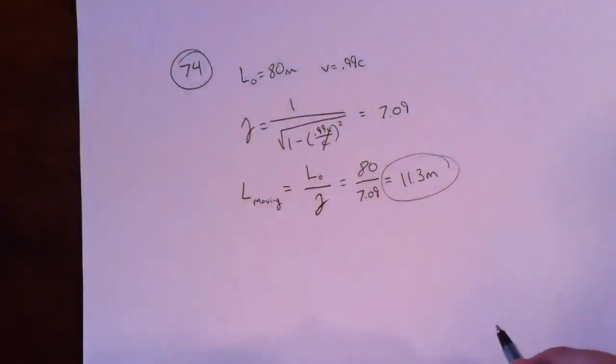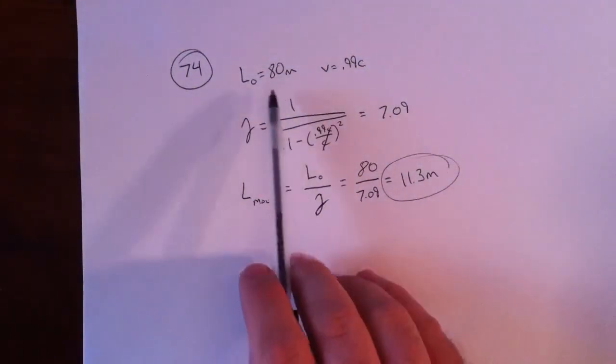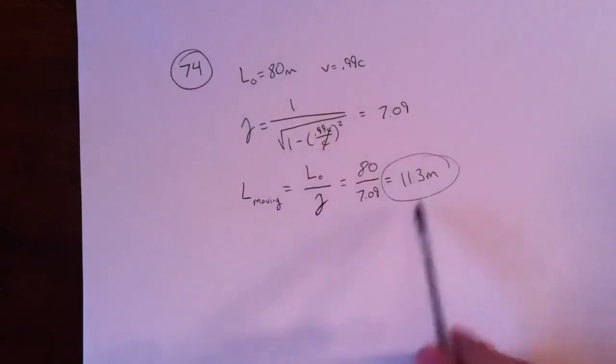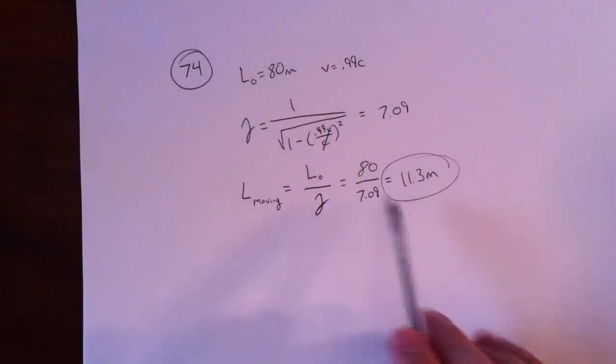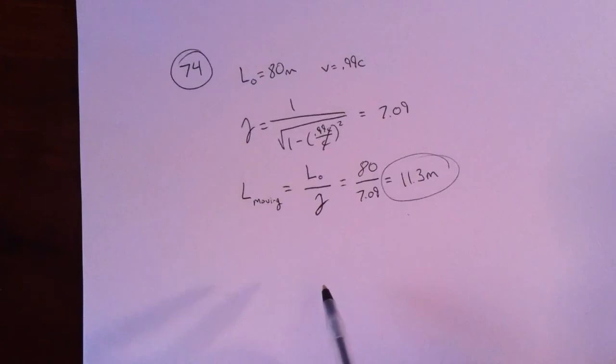That's how long it would appear. So you can see how much it contracts. It goes from being 80 meters long to being 11.3 meters long when you're traveling at 99% the speed of light. So those are all the answers.